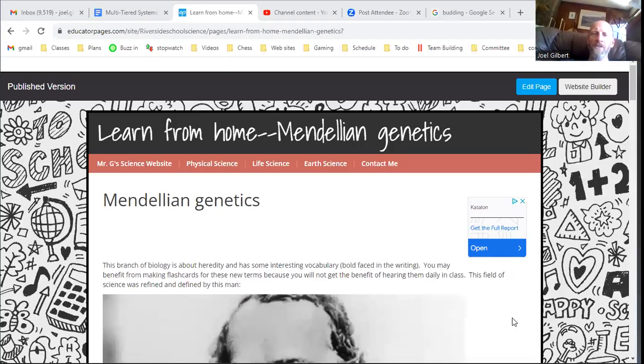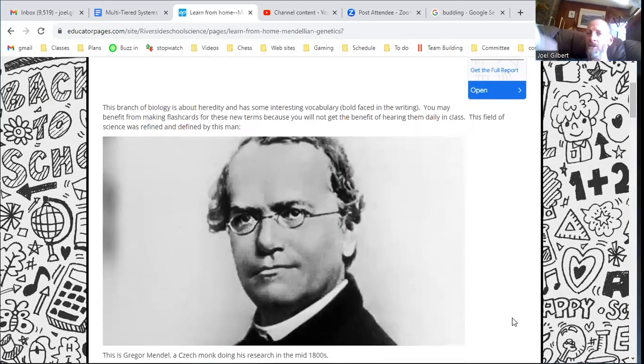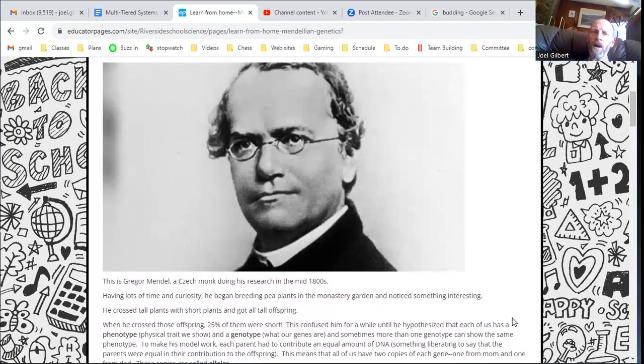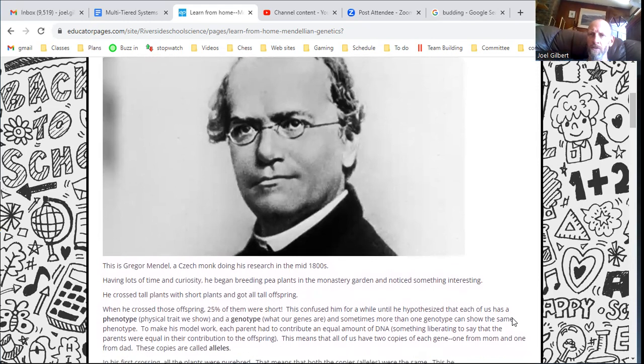Let's just jump right into genetics, Mendelian genetics. This guy right here, Gregor Mendel, is considered the founder of genetics. He was a Czech monk living around the time of the American Civil War. He lived in a monastery and he was playing around with his garden plants, specifically pea plants.